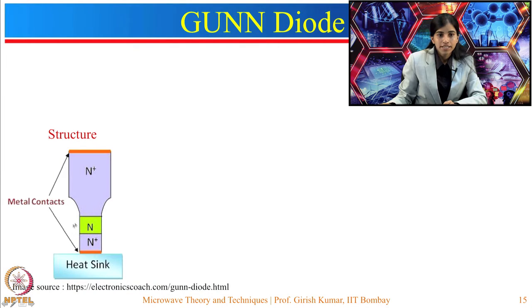The next type of diode is the GUNN diode. This is a special kind of diode. It uses only one type of semiconductor material. Here the lightly doped N type material is inserted between two heavily doped N type semiconductor materials, and metallic contacts are made to make the electrical connection with the circuit, and a heat sink is provided to account for the heat losses.